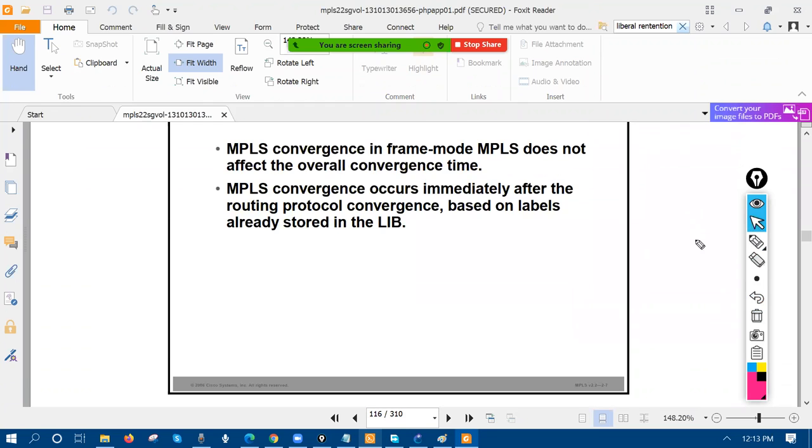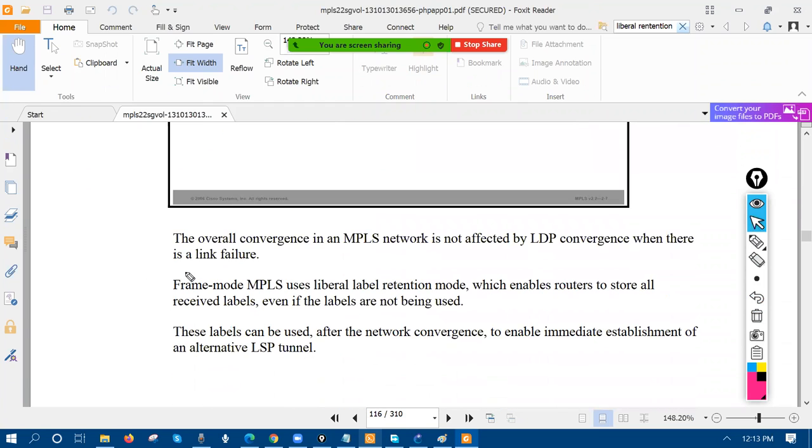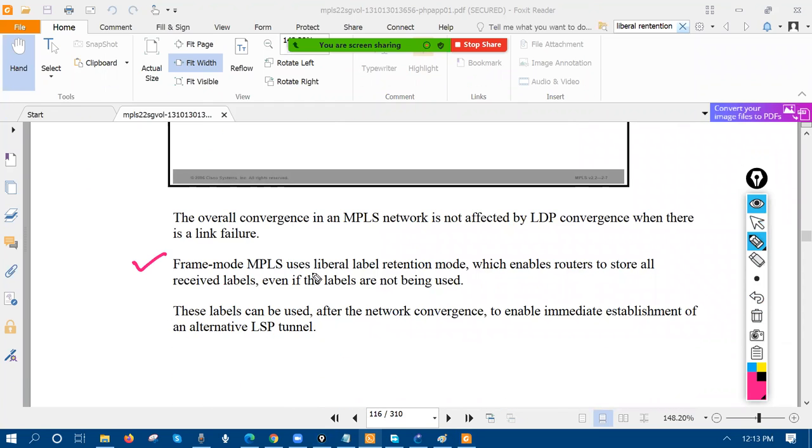Frame mode MPLS uses a liberal label retention mode, which enables our routers to store all the received labels even if the labels are not being used. That's the meaning of this line.